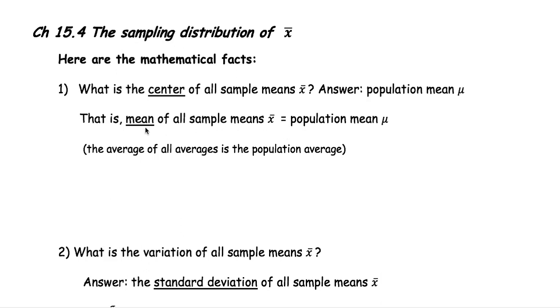Another way to say this is, center means mean, right? I mean, center, another term for that is mean or average. So the mean of all sample means is the population mean. Or another way to say this is, mean is another term for average. So the average of all your sample averages is the population average.